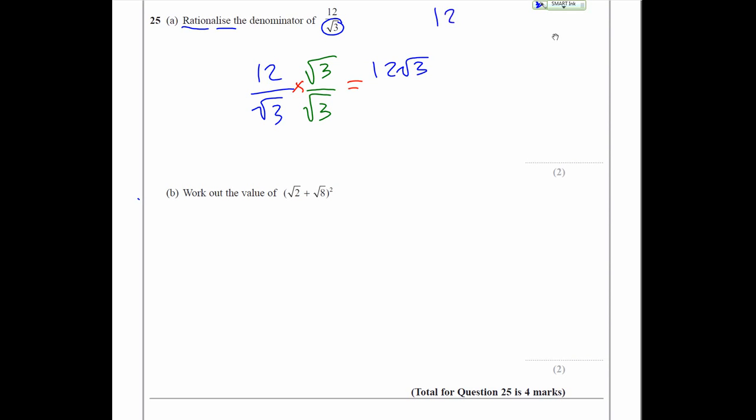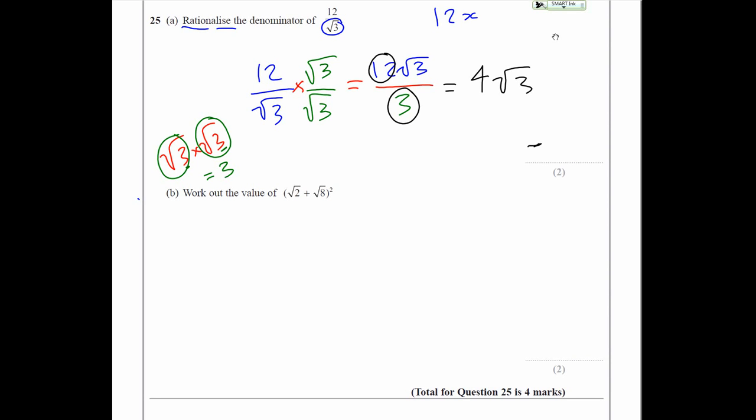It's a bit like algebra. You'd write 12x instead of 12 times x, but it means the same thing. Root 3 times root 3. You need to know that the square root of a number times the square root of a number just gives you that number. That's the definition of a square root. What times by itself gives you it? Now this is a fraction. We can try and simplify the fraction because we've got 12 over 3, which is 4. So the answer is 4 root 3 here.